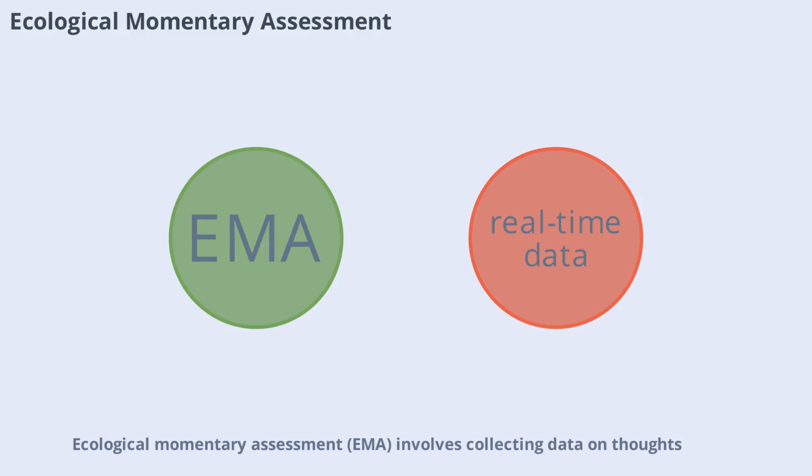Ecological momentary assessment, EMA, involves collecting data on thoughts, feelings, and behaviors as they occur in real life. Participants might receive prompts on their smartphones throughout the day. EMA provides detailed, real-time information and reduces recall bias, making it a valuable tool for studying dynamic processes in abnormal psychology.